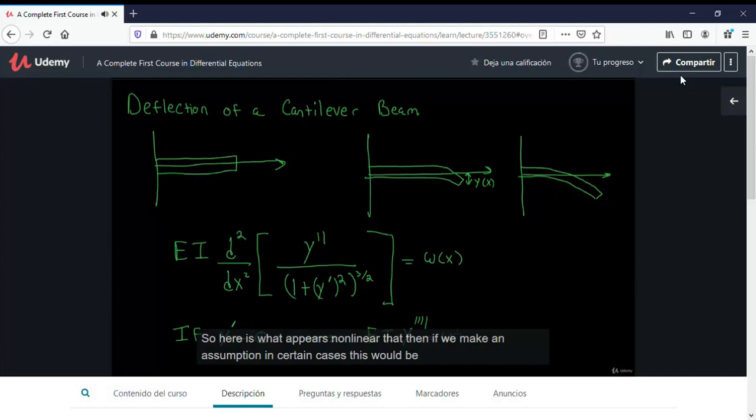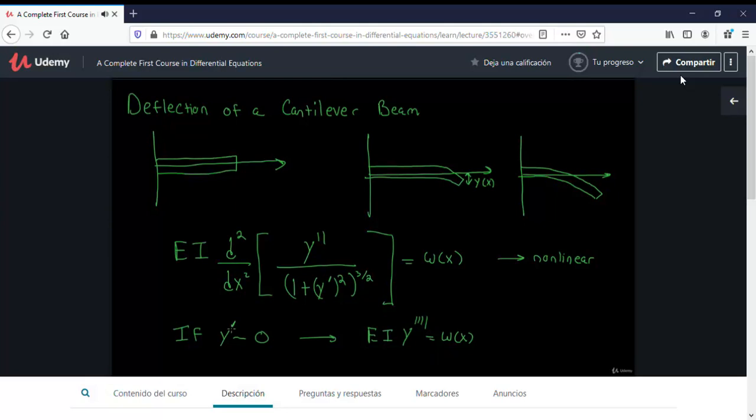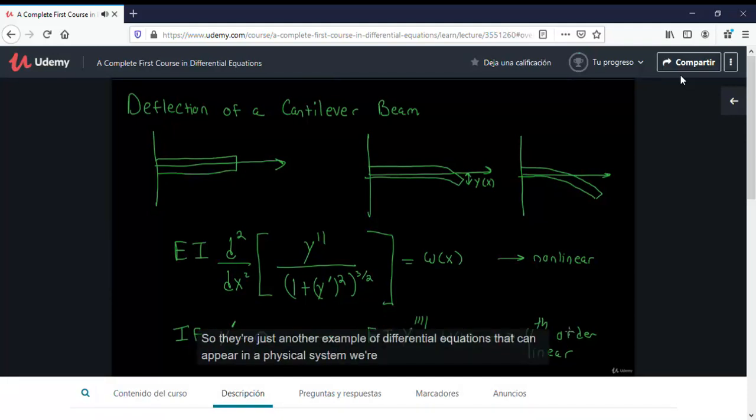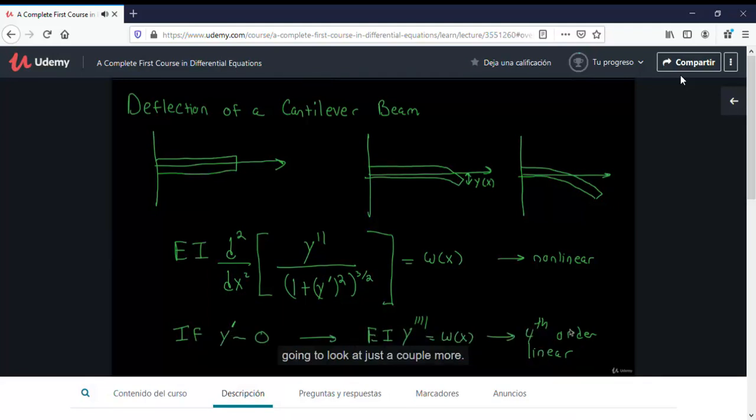So here, this one up here is nonlinear. And then if we make an assumption, in certain cases this would be a good assumption, then this is a fourth order linear equation, and you'd want to solve this differential equation for y. Okay, so there's just another example of differential equations that can appear in a physical system. We're going to look at just a couple more.